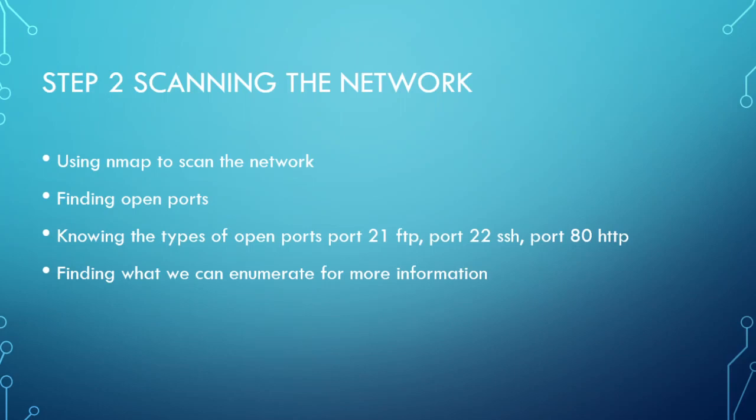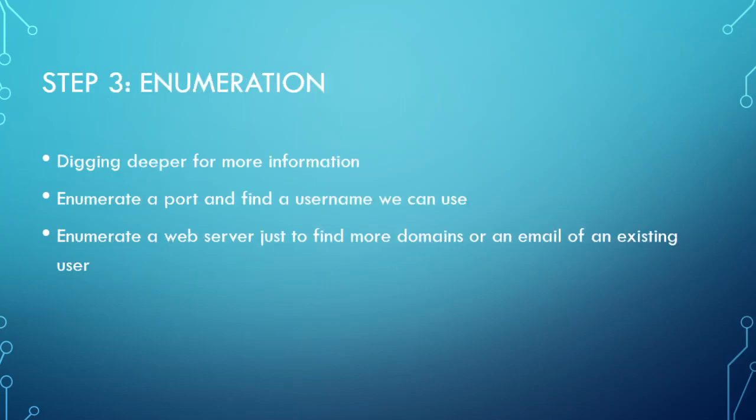Then we move to step three, which is enumeration. Enumeration is basically digging deeper for more information. At this point, you've seen what ports are open. Maybe FTP is open. Now you're going to dig into the FTP port to look for more information, so you're going to Google these ports. Now let's say that HTTP was open. Then you're going to enumerate the web server.